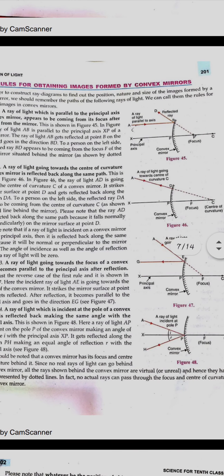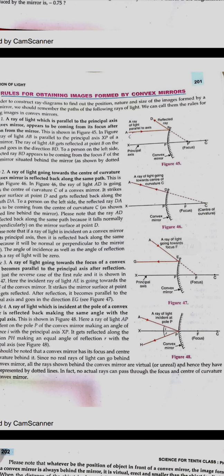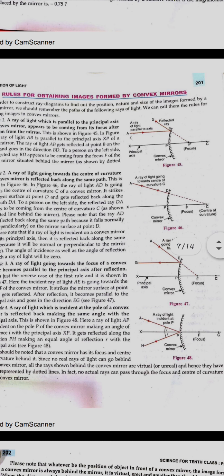Now we will be discussing the convex mirror. We know that the reflecting part of a convex mirror is always the bulged out surface, and the bent in surface is a non-reflecting surface. Here also some rules apply: whenever a light ray passes parallel to the principal axis, it passes through the focus.